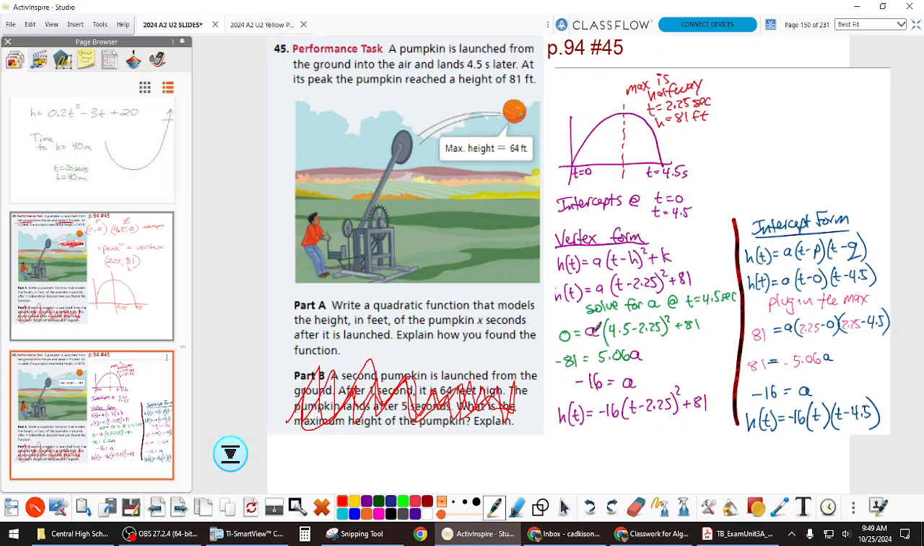Sometimes when you plug in the 0, 0 point, it doesn't really help. So if you have another point, use that. 4.5 was time, and then the height was 81, or excuse me, was 0 for the 4.5 seconds. So once you plug in those numbers, all that you have left to solve for is A. 4.5 minus 2.25 squared is 5.06. Subtract your 81 and divide, and you get negative 60. And there's your equation for that pumpkin flight.